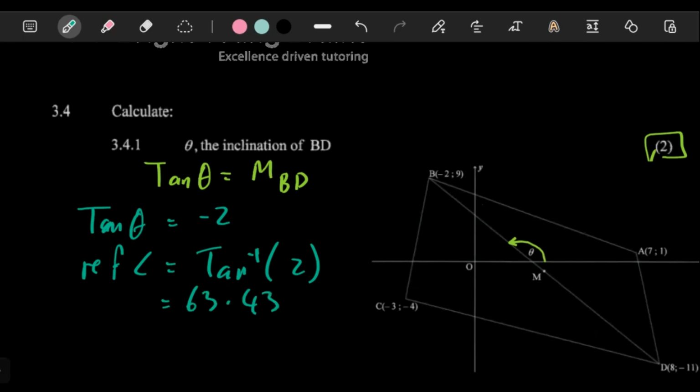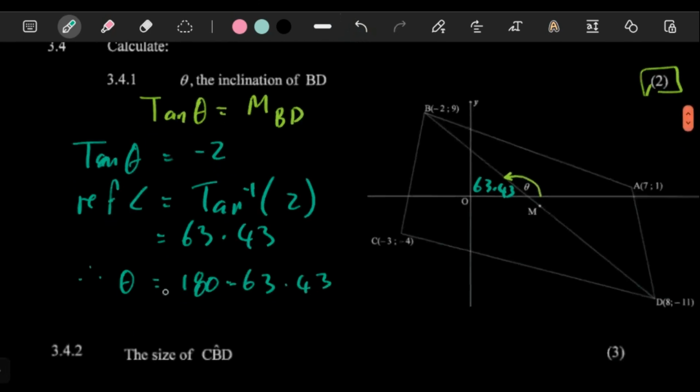63.43. So that's this part, 63.43, you see. So therefore, theta is going to be 180 minus that. 180 minus this. You're just using it as a reference. Because logically speaking, the 63 is this tiny part here. So 180 minus your answer is just 116.57.